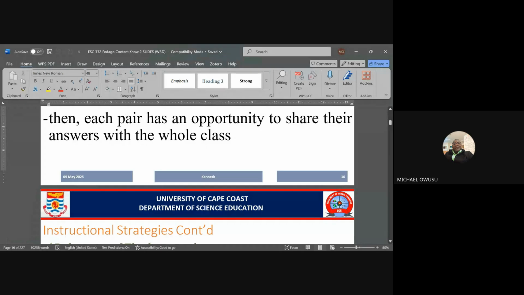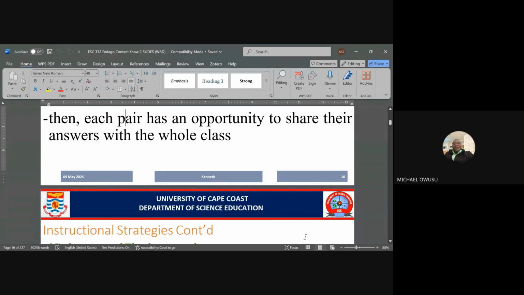The relevance of think, pair, share in our classroom. Please, I believe it encourages group or cooperative learning. It encourages cooperative learning in the class. So there's cooperation among them.